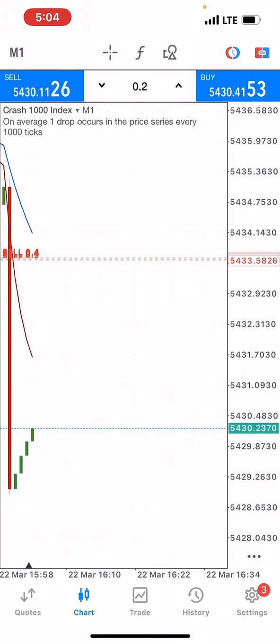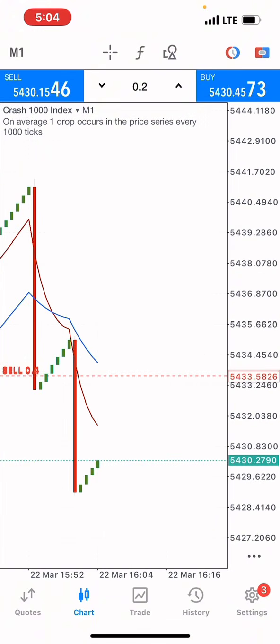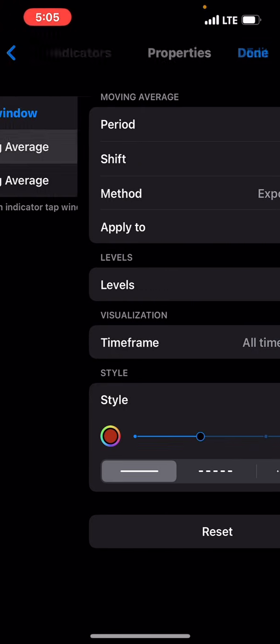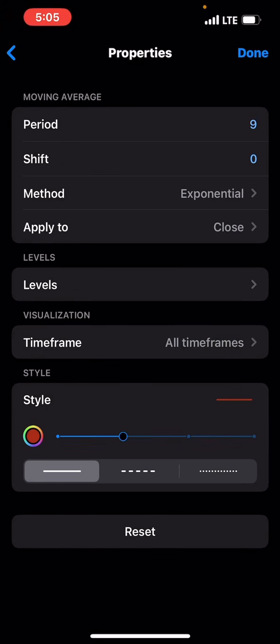All right, let's quickly go into it. I don't want this video to be very long, so let's just quickly set up our indicator. We are using the EMA moving average for this one. We are going to have two different EMA moving averages on our main chart. We are not doing too much. For the first one, we'll add a period of 9, shift 0, method exponential, applied to close. Levels are not needed, so you skip.